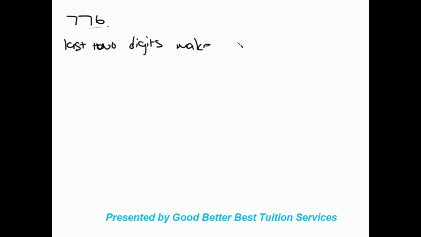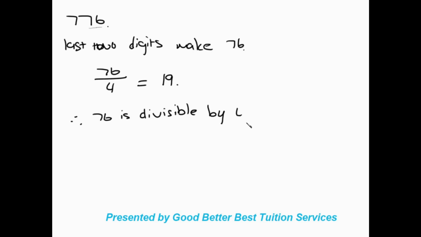So we know the last 2 digits make 76, okay? So 76 divided by 4 is going to give me 19. Therefore, 76 is divisible by 4, and therefore 776 is divisible by 4 as well.